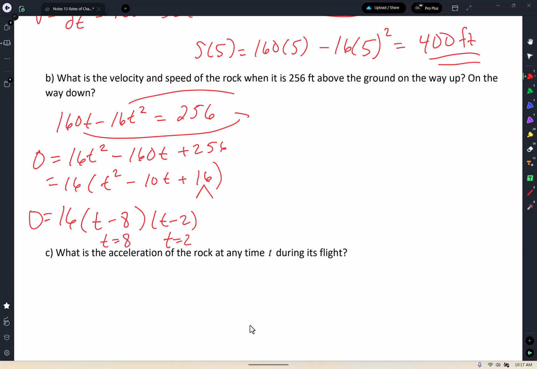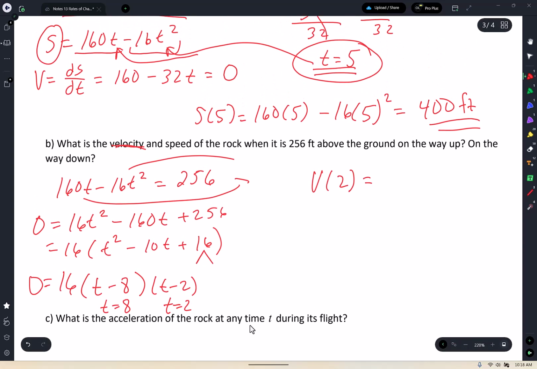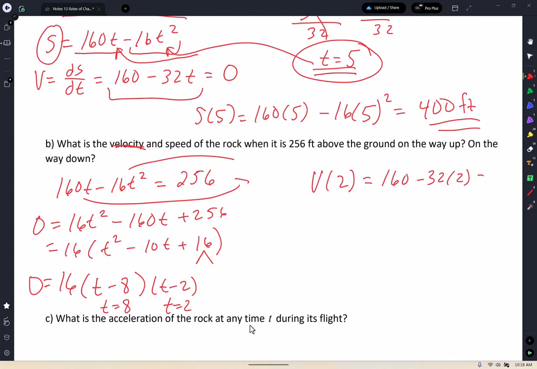Take a guess. Which one is going on the way up? Which one is on the way down? At 2 is on the way up and at 8 is on the way down. So if I find the velocity, you should not be shocked that at 2 seconds I'm going to get a positive value, and at 8 seconds I'm going to get a negative value, because positive means going up, negative means going down. Yay or nay? Okay, here we go. My velocity at 2 equals, and I just need my velocity equation, here it is, 160 minus 32 times 2.